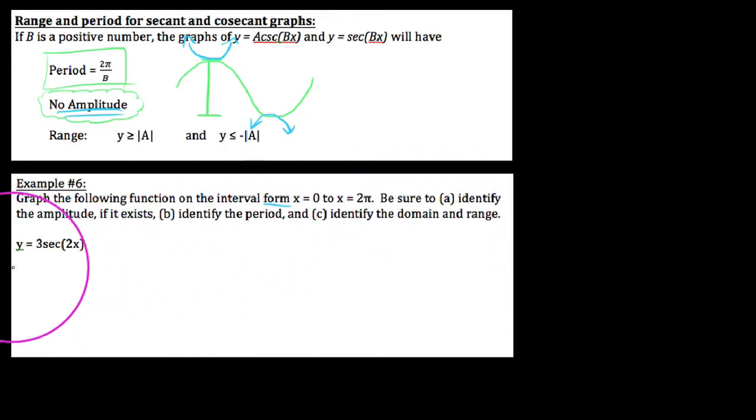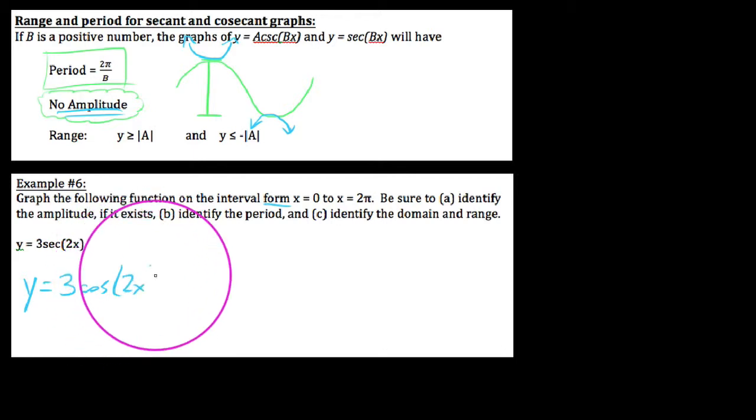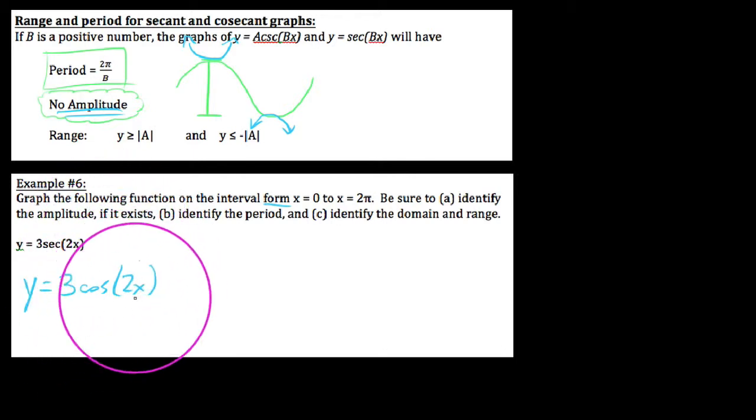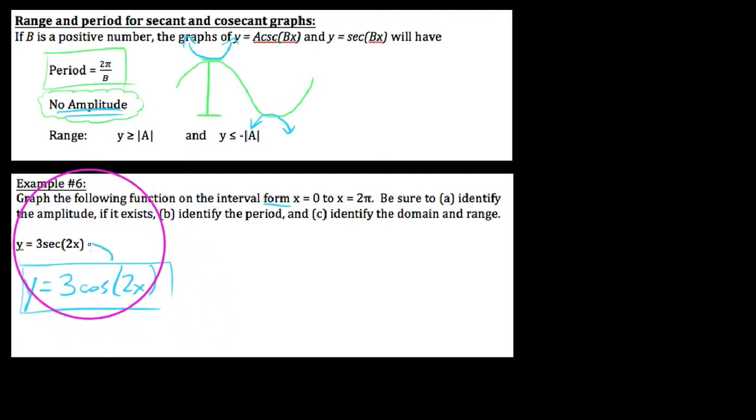But here's what I want to say. If somebody ever asks you to graph y equals 3 secant 2x, what I'm going to tell you is this. Let's just graph its reciprocal function. You know why? Because I know what this looks like, y equals 3 cosine 2x. So we're going to start by graphing this one in blue. And once we get this one in blue, then we'll go back and sketch in this graph here, which is its reciprocal function.